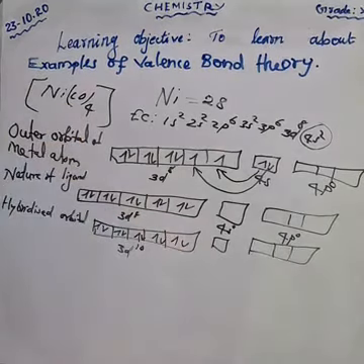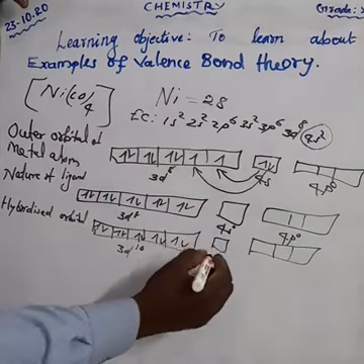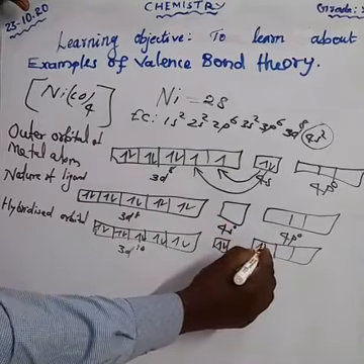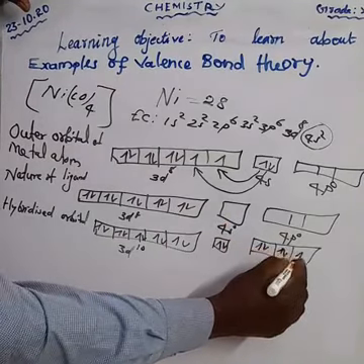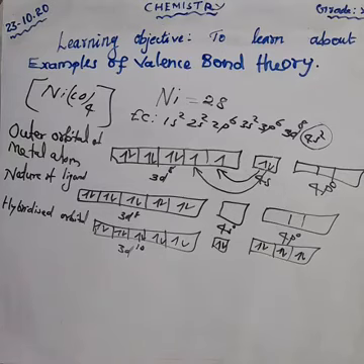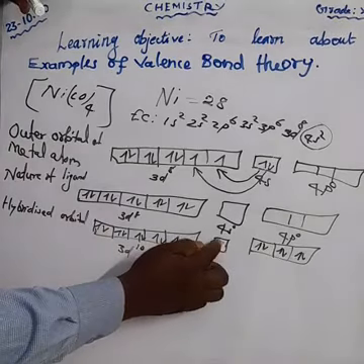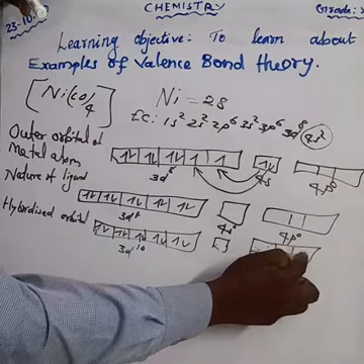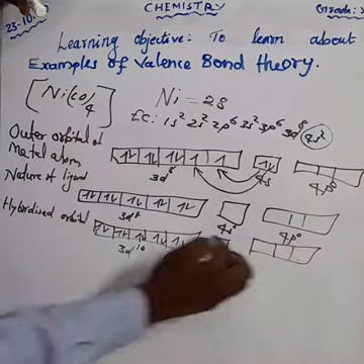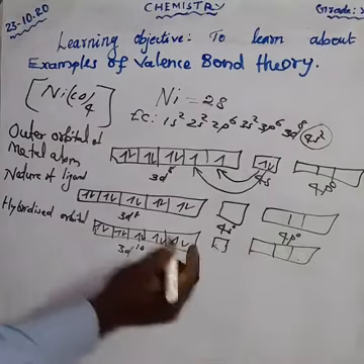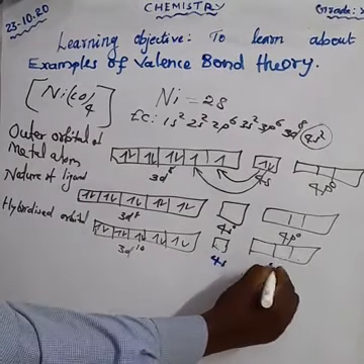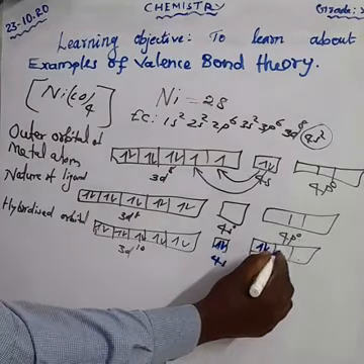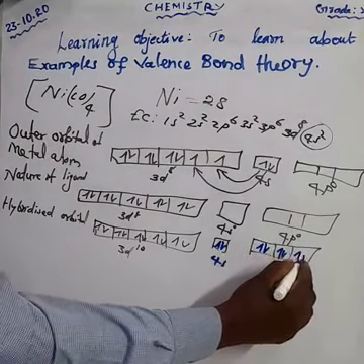4 ligands, am I right? One ligand is here, then the second ligand, third ligand, and fourth ligand. This is the 4s, 4p, carbonyl group, second carbonyl, third carbonyl, fourth carbonyl.